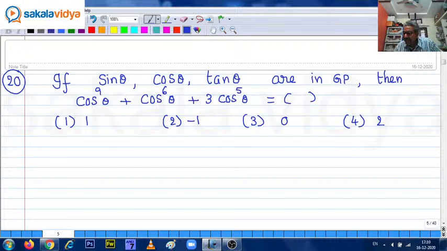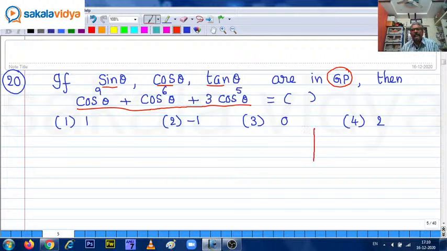So what is the answer? Anybody, could you try this question? See, sin theta, cos theta, tan theta are in geometric progression. Then we need to find out cos theta to the power of 9 plus cos theta to the power of 6 plus 3 cos theta to the power of 5 is equal to how much?